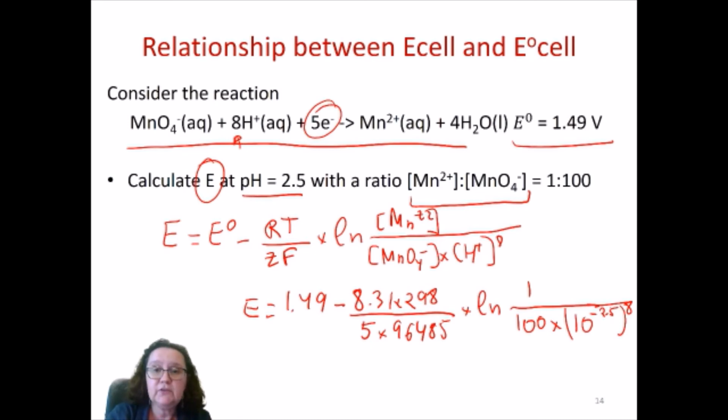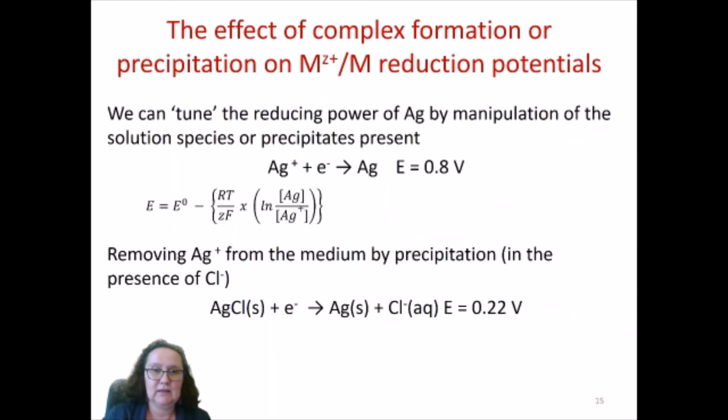So in this way, you can work out, at any conditions of temperature or pH or concentration of the ionic species in your reaction, what's going to be the electrode potential of the cell in those particular conditions. We can use the Nernst equation, and you can use non-standard conditions to tune the reducing or oxidizing power of a particular element. For example, this is the half reaction, the reduction of silver ions to silver. And this would be the Nernst equation applied to this particular reaction. The electrode potential in standard conditions is 0.8 volts.